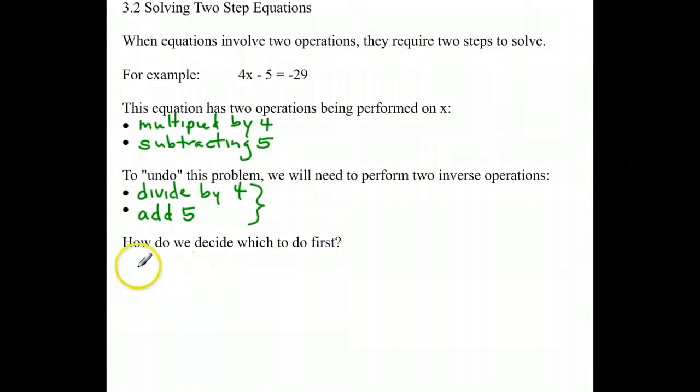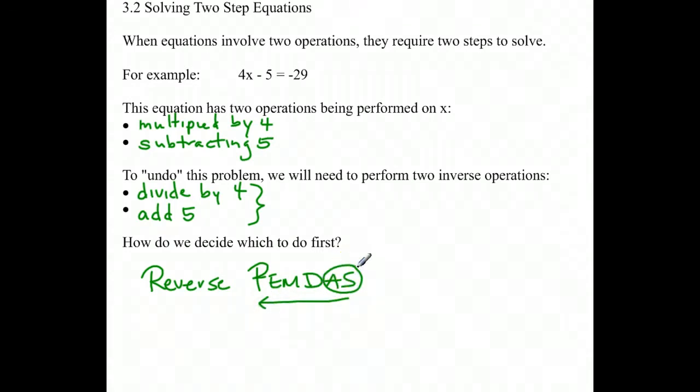So the question is, which should we do first? I think instinctively a lot of us know which one we should do first, but we have a hard time explaining why. So we use PEMDAS to simplify expressions, and so to solve them, we're actually going to go in the reverse order of PEMDAS. So some people like SADMEP, but we're going in reverse order. We're looking to undo addition or subtraction first, which tells us that we are going to add 5 to both sides to solve.